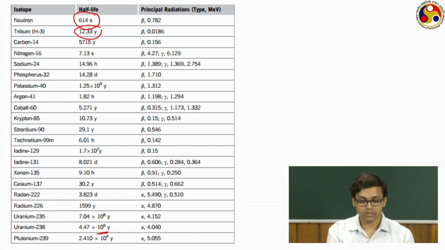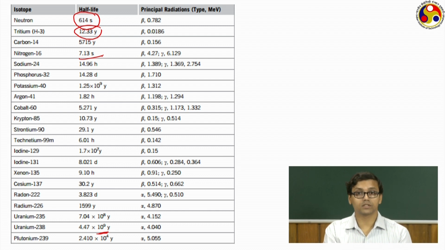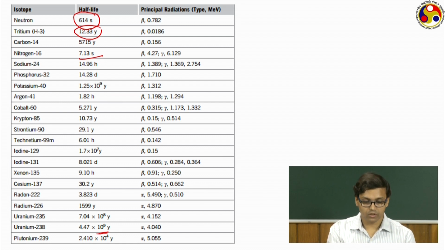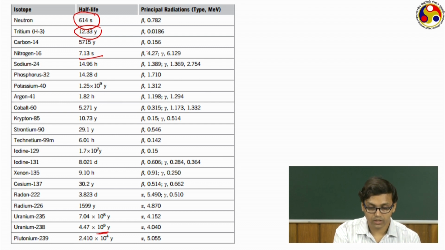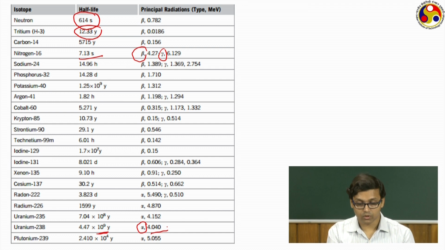So, some isotopes can have very small half-life, like here you can see nitrogen 16 has a half-life of only 7.313 seconds. That is, within a period of 7 seconds the number of nitrogen isotopes will become half of its initial value, but some of them can definitely be much larger. And the last column in this table shows the principal kind of decay that they suffer, like nitrogen 16 is associated with the emission of beta and also gamma rays, whereas uranium 238 is generally associated with alpha decay, which releases 4.040 MeV of energy.